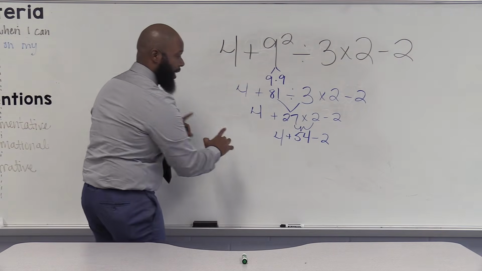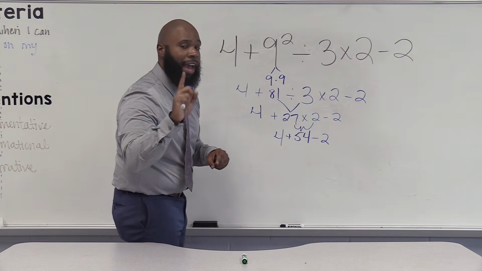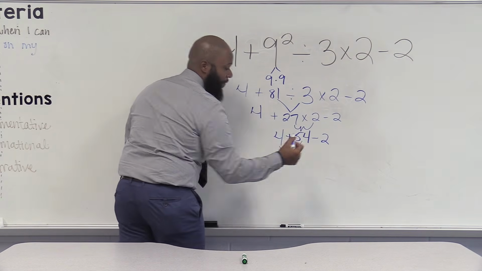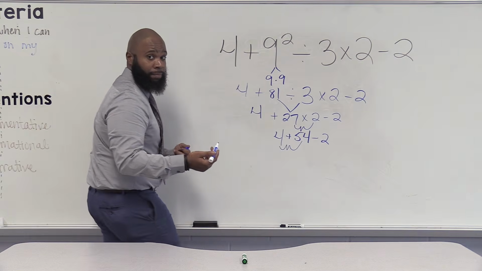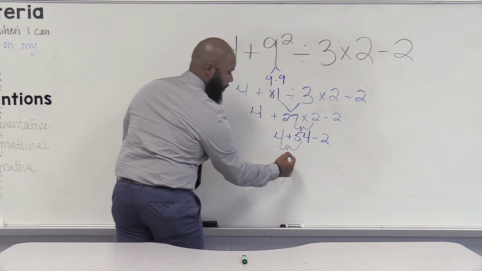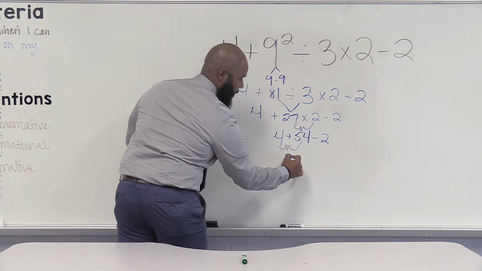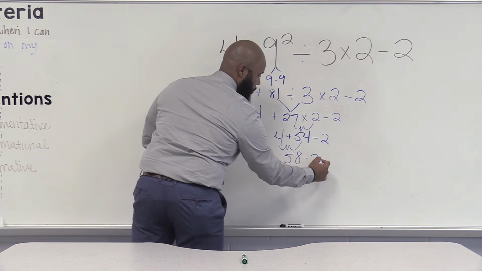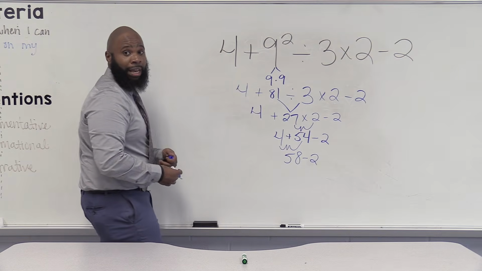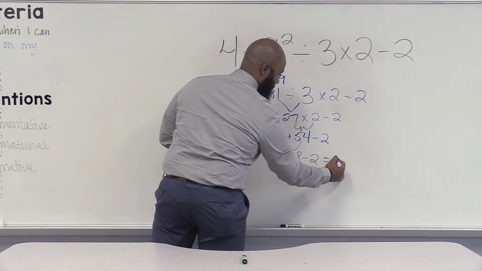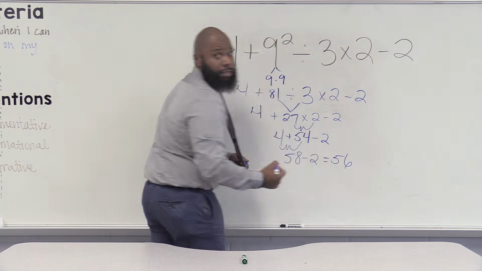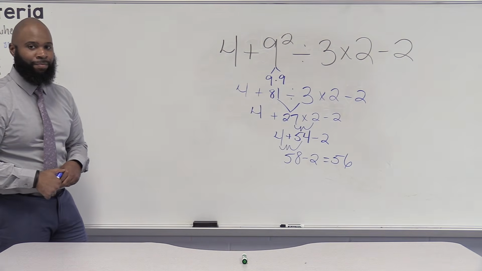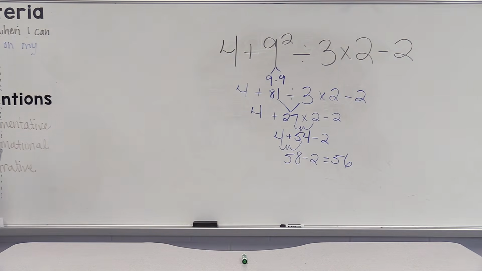So we're going to do addition and subtraction, but the hint is we have to make sure we do it from left to right. So now I'm ready to do 4 plus 54, which is going to give me what? 58. So I can subtract now 2, and that's going to give me an answer of 56. So 56 should be my answer.